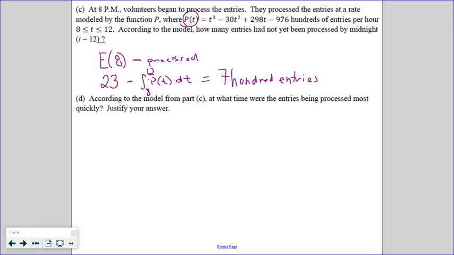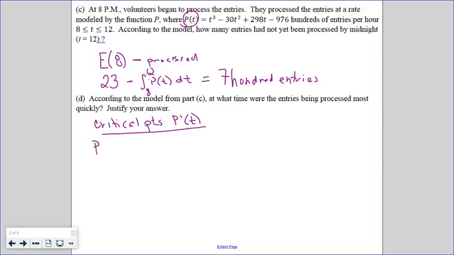According to the model from Part C, what time were the entries being processed most quickly? And so again, for our most quickly, we'd be looking at our maximum of the processing rate function. So if I want the maximum of P of T, I would check, first of all, the ends of the interval, which would be from time equals 8 to time equals 12. But I would also check the critical points of its derivative. So we're going to check out the critical points of P prime.